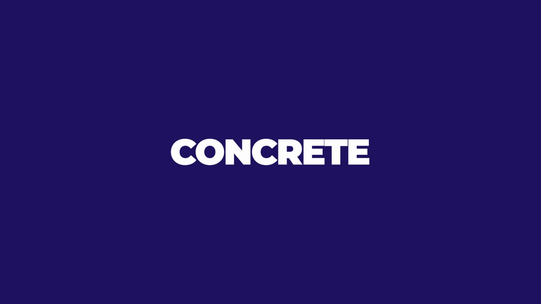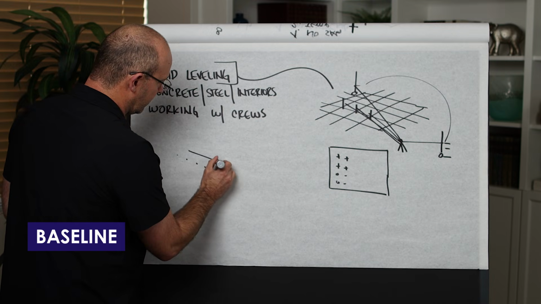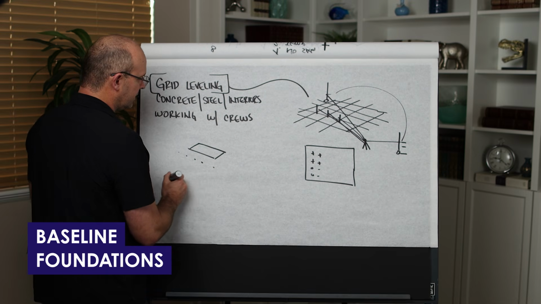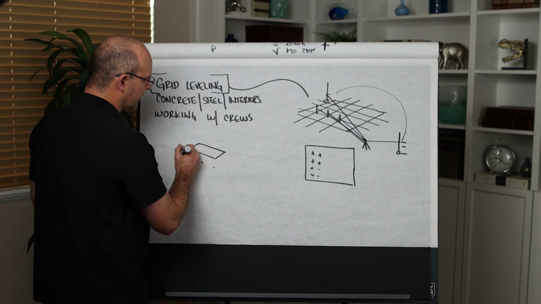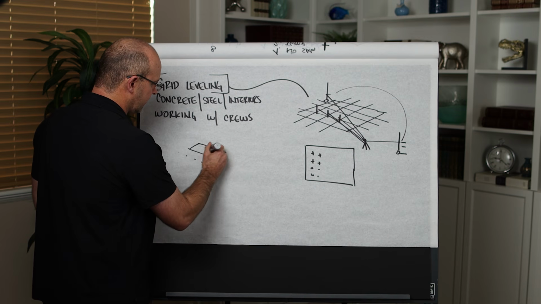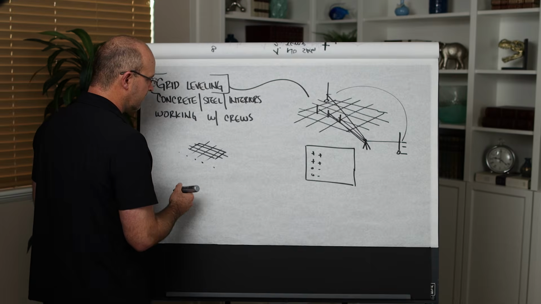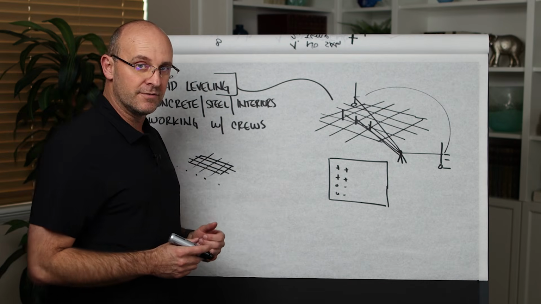When we're in concrete, the field engineer is laying out the baseline for the foundations. The field engineer is helping to control the elevations of the slab on grade. The field engineer is getting grid lines on that slab on grade so that we can go vertical with walls and columns. And it's very clear what a field engineer will do.